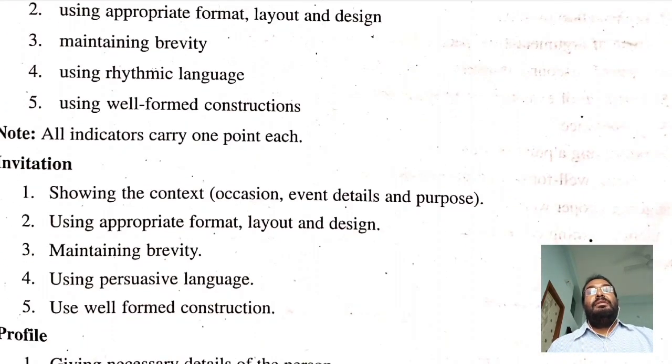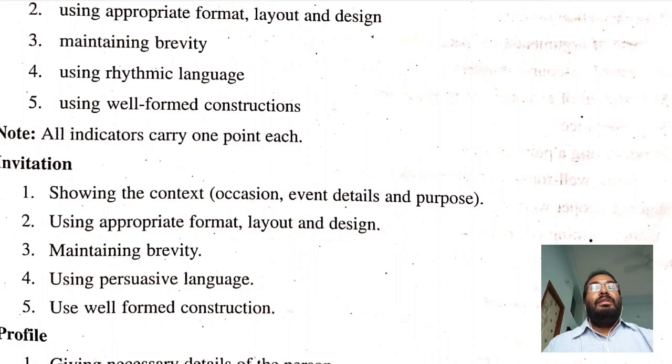Now another minor discourse in paper 2 is invitation. There also the heading invitation should be on the top, and the context, that is the occasion, event details, and what is the purpose of this particular event, that should be shown. Then a formal format, appropriate format, layout and design should be there. And the style of writing is also very important. There can be two kinds of invitations. First is official and the other one is unofficial, formal and informal.